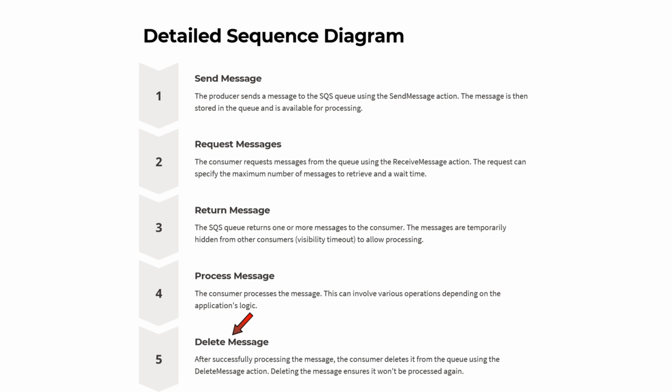Fifth step is delete message. After successfully processing the message, the consumer deletes the message from the queue using the delete message action. Deleting the message ensures the message won't be processed again.